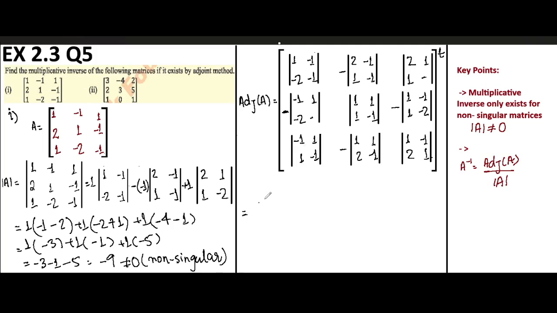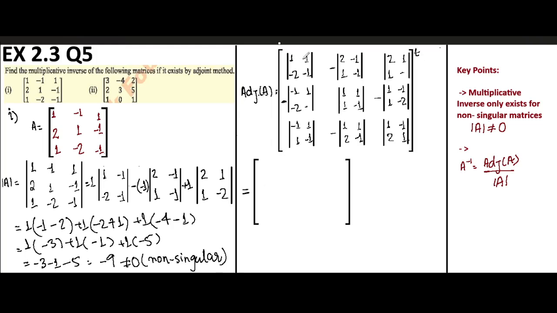Now we are going to solve them all. Now open all these determinants. 1 into -1 gives us -1, then minus sign as it is, and then -1 into -2 gives us 2. Then minus sign as it is, and then we have -1 into 2 is -2, -1 into 1 is -1, so this becomes plus. Then we have this one. Okay, 2 into -2 we have -4, and then 1 into 1 we have 1 with a negative sign.